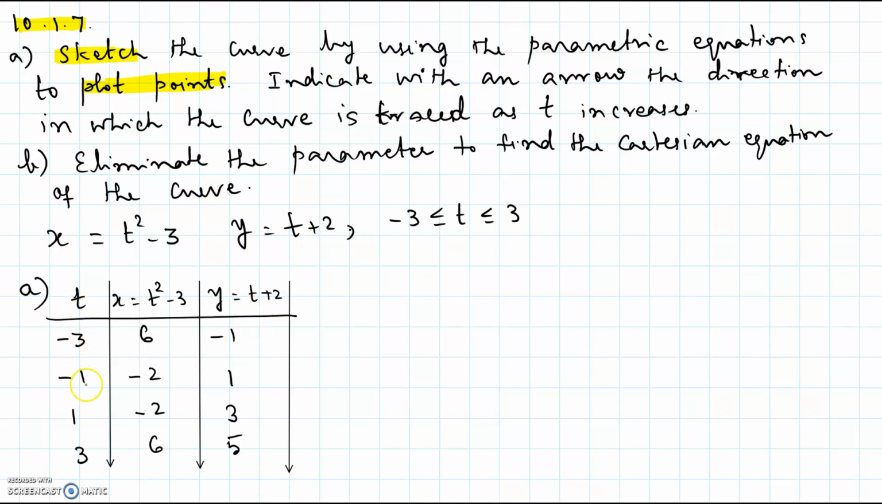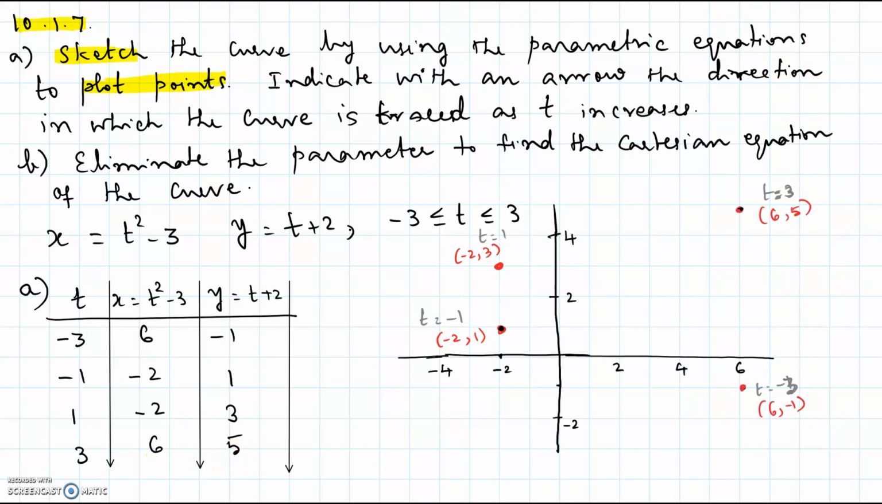So like that, you give values successively starting from negative 3 and ending at 3. For t equal to negative 1, you get x equal to negative 2, y equal to 1. For t equal to 1, x equal to negative 2, y equal to 3. And for t equal to 3, x equal to 6 and y equal to 5.